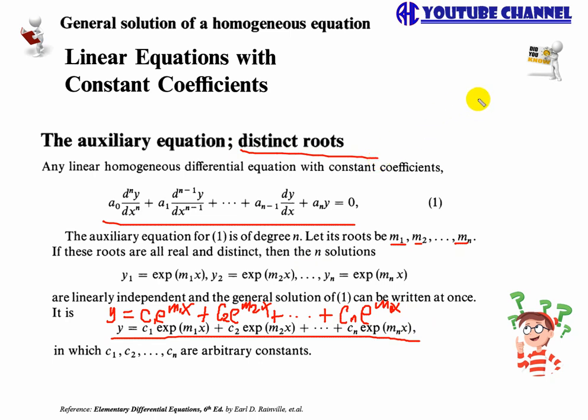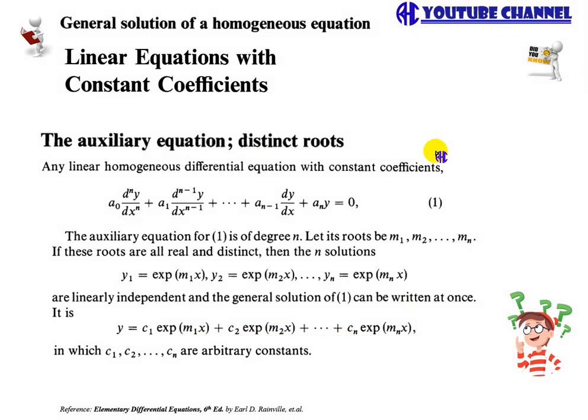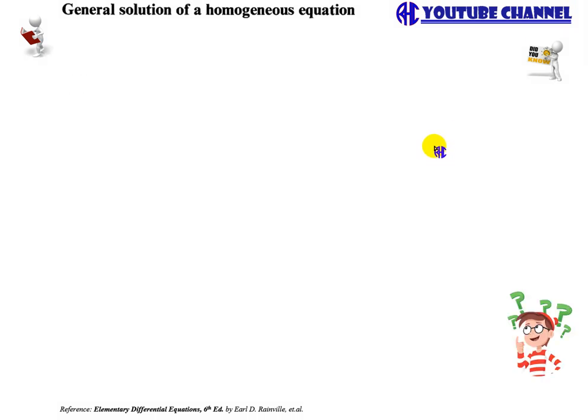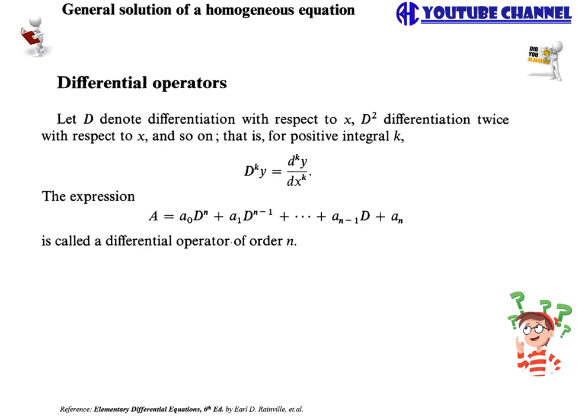So, kapag repeated roots, kapag imaginary, iba din yung pagsulat. Okay, so, may tinatawag ring differential operator sa differential equation. So, let D denote differentiation with respect to x, D squared differentiation twice with respect to x and so on, that is for positive integral k. So, ito na lang yung tingnan ninyo.